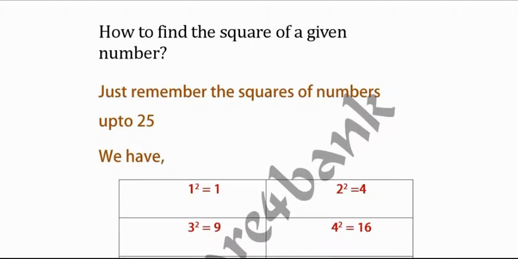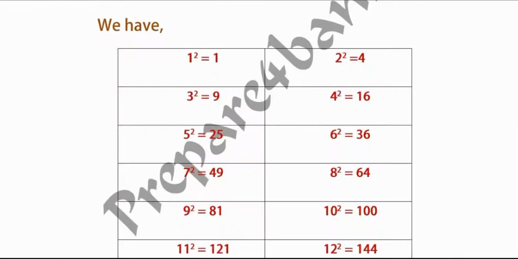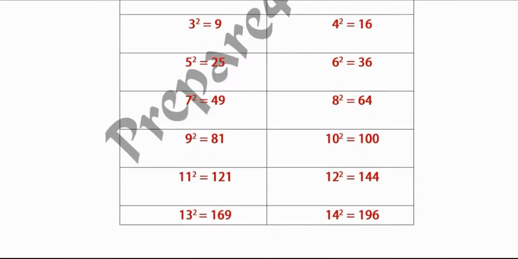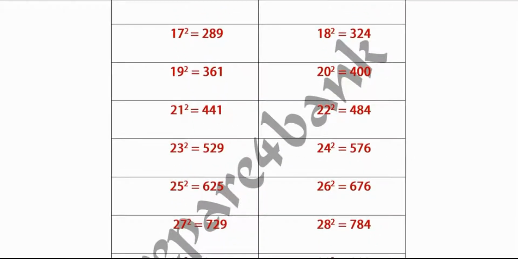So how do we find the squares of a given number? First, we have to do one thing. What? We have to remember the squares of numbers up to 25. Here I have written a table of squares of numbers. I have written up to 30. Either you can pause the video and write it down, or I have posted these in the description section below. You can copy it from there and just remember it. I have written up to 30, but you only have to remember up to 25. It will be enough.